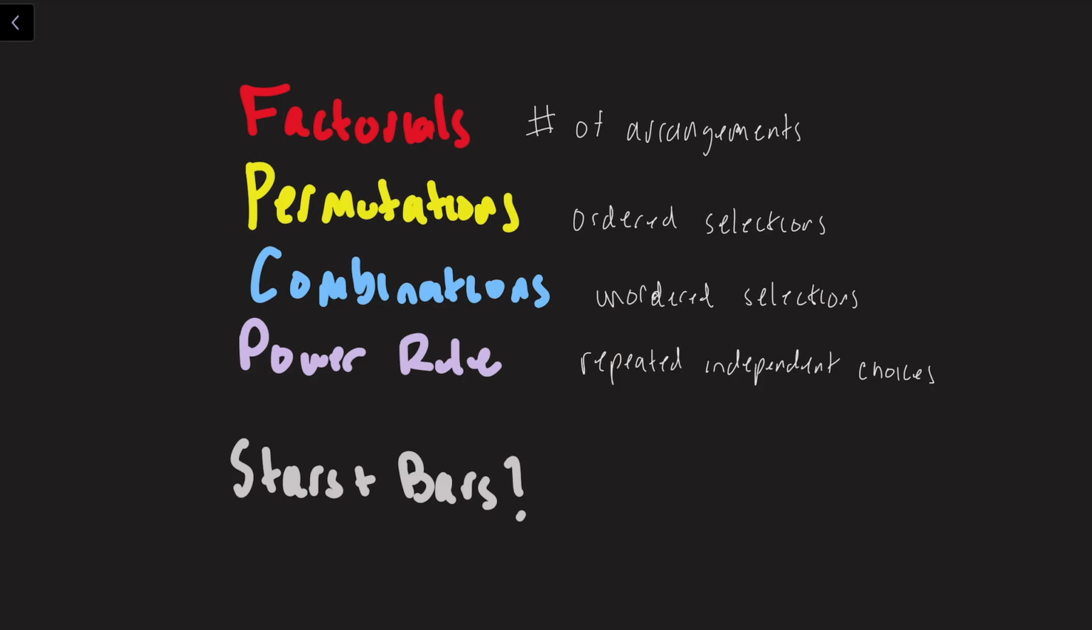There's one more combinatorial method I'd like you to know. It's called stars and bars, but I'll save that for another video.